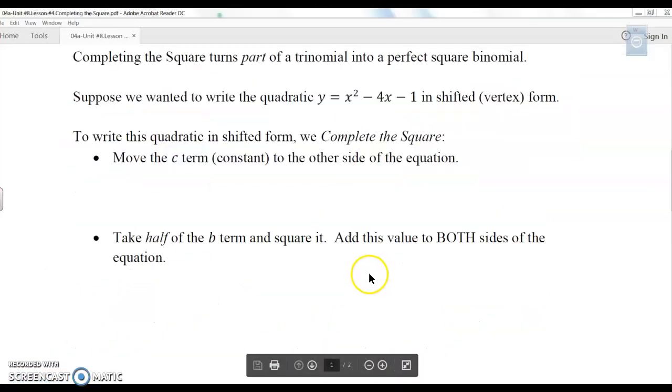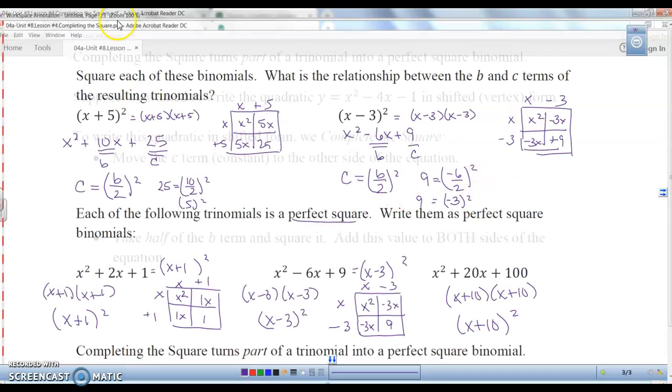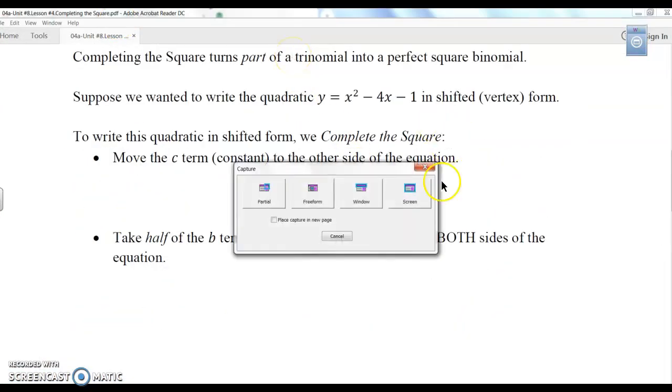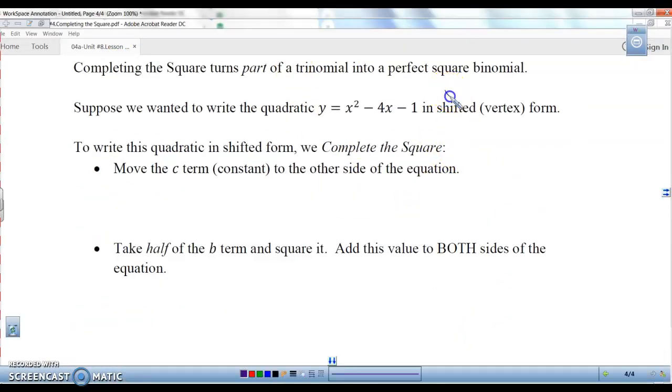Okay, now that we understand what a perfect square trinomial is, we're going to use it to do what's called completing the square, to turn part of a trinomial into a perfect square binomial. Suppose we wanted to write y equals x squared minus 4x minus 1 in shifted or vertex form. Remember, shifted form or vertex form is y equals a times x minus h squared plus k. Now notice this does not look like this. We want to put this in this form.